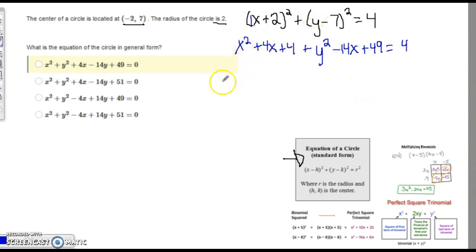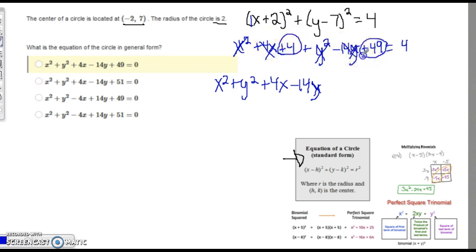Then we just have to get it in the order we want. We want x squared, then y squared, then the x, then the y. Then we're going to combine our like terms, and we're going to actually move the 4 over as we combine, so I'm just going to cancel those. So it's going to equal 49.